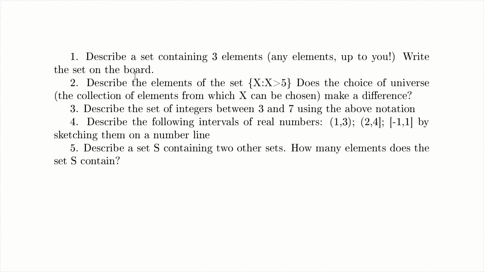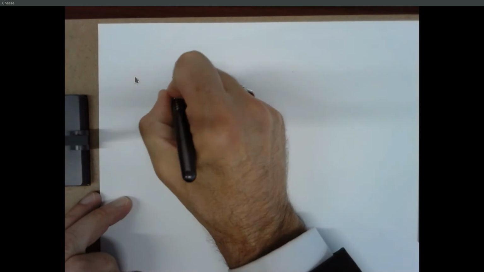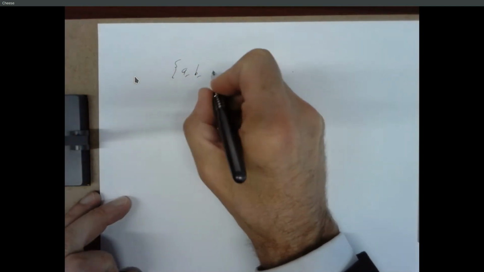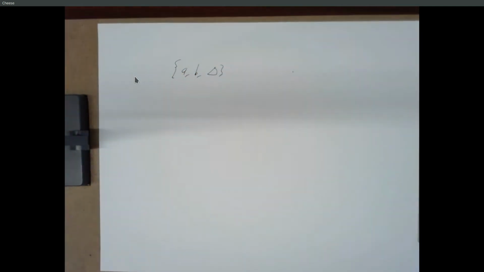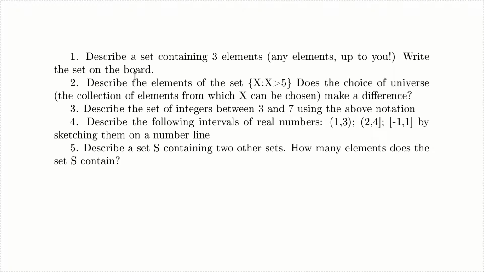All right, so question one, a set containing three elements, and they can be any elements that you want. So A, comma, B, comma, triangle. There's a set containing three elements. That's perfectly fine. So everybody got a set for three elements.